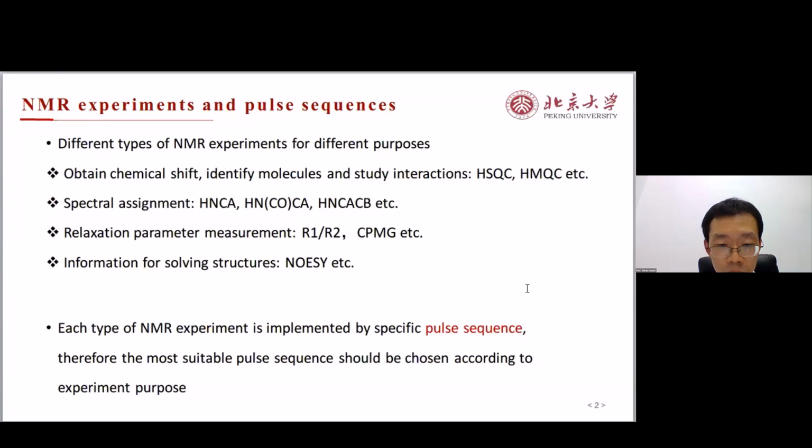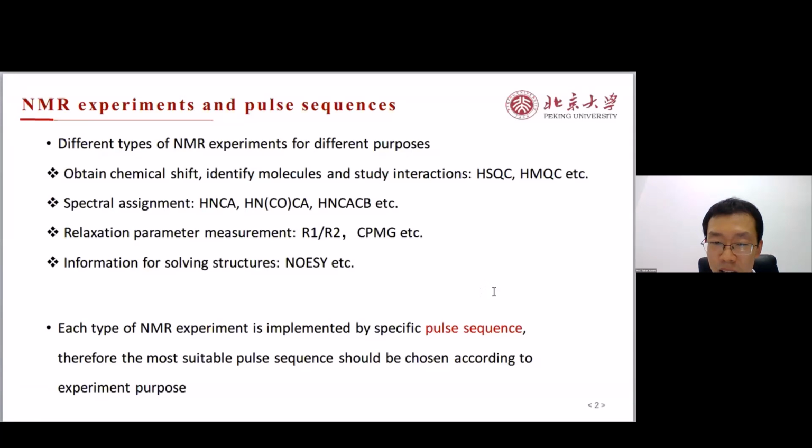There are also experiments for relaxation measurement, like R1, R2 experiments and CPMG experiments. You can also use NMR experiments to solve the structure of certain molecules. For that purpose, the NOESY experiments are most useful. Each type of experiment is implemented by a specific pulse sequence. When you run an experiment, you have to make sure you have chosen the most suitable pulse sequence for the purpose of your experiment.